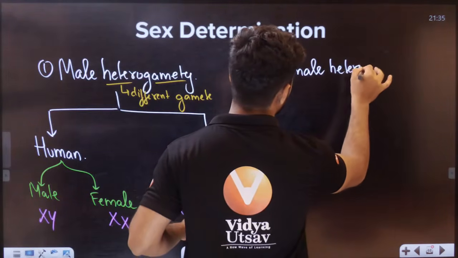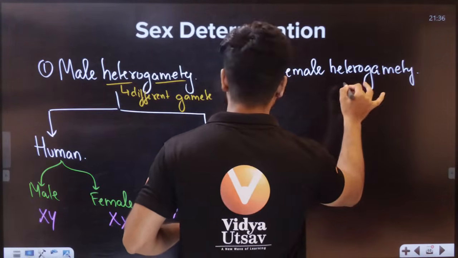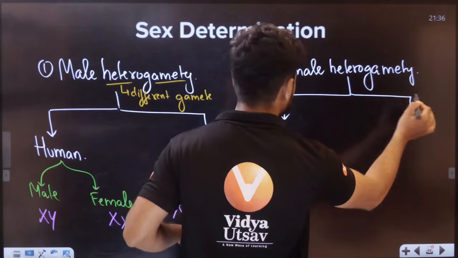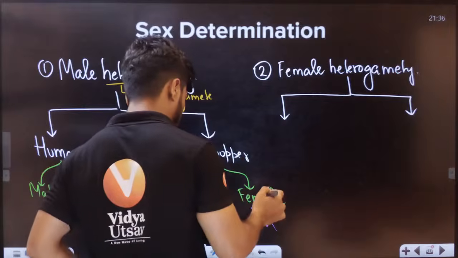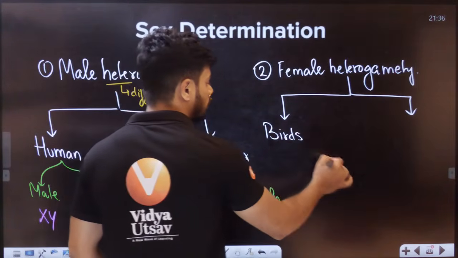Female heterogamety, students. Now again, students, in female heterogamety, we have two different examples. One is birds, one is butterfly.